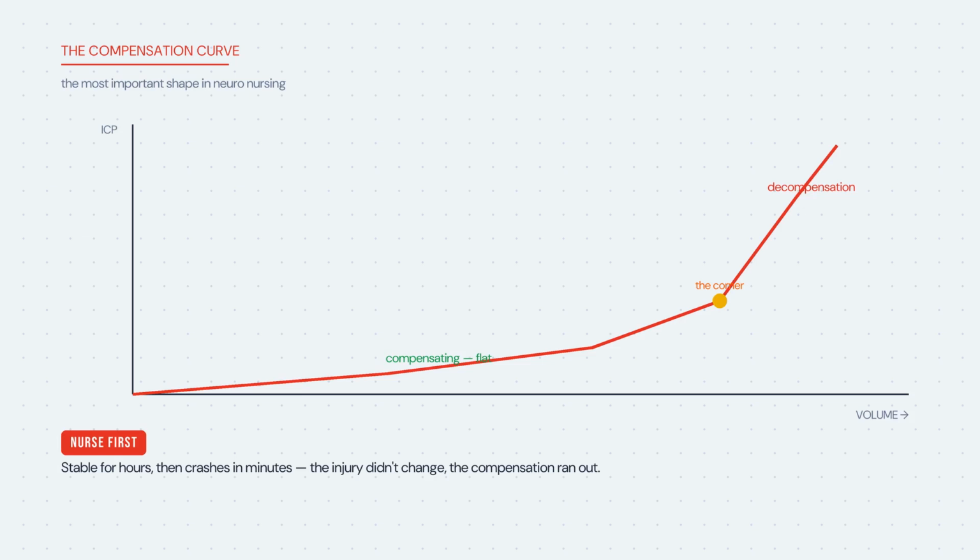And then compensation runs out. There is nothing left to push out. Now every tiny increase in volume sends the pressure straight up. And the curve that was flat turns almost vertical. This is the most important shape in neuronursing. The patient who looked stable for hours crashes in minutes, not because the injury suddenly changed, but because the compensation just ran out. Intracranial pressure above 20 is treated. And the deadly part is how quietly the patient sits right before that corner.